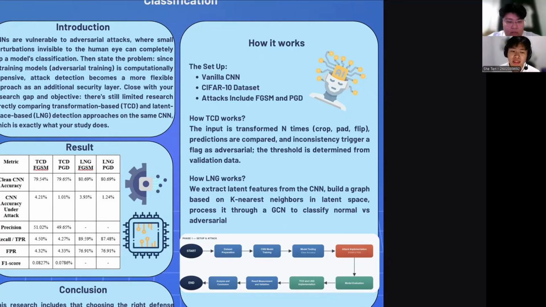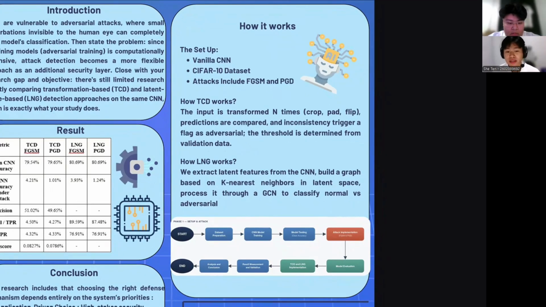The second detector is LNG. And how does LNG work? Sorry, before that, LNG is Latent Neighborhood Graph. This one is more sophisticated. Instead of looking at the model output prediction, LNG goes deeper. It looks at the internal feature representation of the input inside of the CNN.